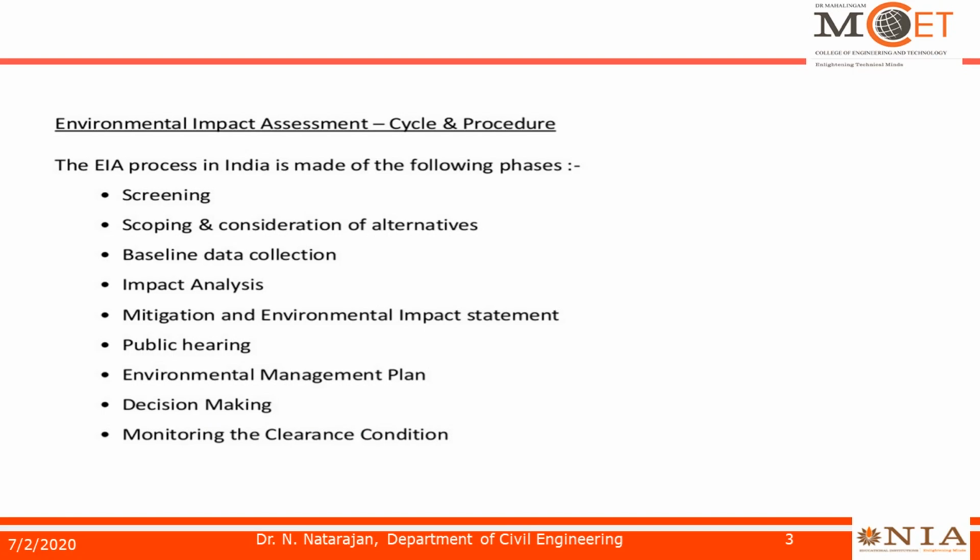So the environmental impact assessment cycle and the procedure. So EIA process is made of the following phases. Number one, screening. Number two, scoping and consideration of alternatives. Number three, baseline data collection. Number four, impact analysis. Number five, mitigation and environmental impact statement. Number six, public hearing. Number seven, environmental management plan. Number eight, decision making. And the last one, monitoring of the clearance condition.